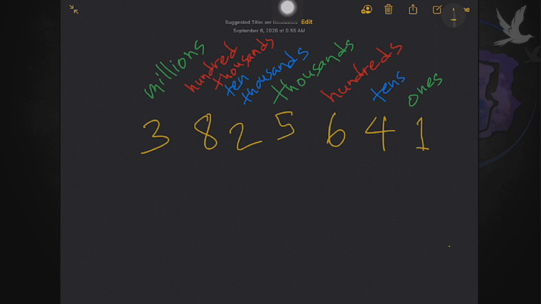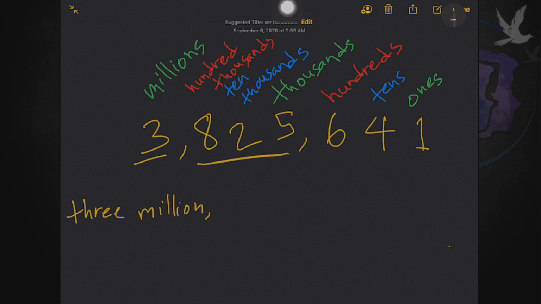So we basically now have 3825641. Don't forget to group them according to how you're supposed to group them by placing a comma. So in this case, we have one here and we have another one here. So let's now try to read this number starting from the biggest given place value, which in this case is millions. To check, we have only 3 there. So that's equivalent to 3 million.